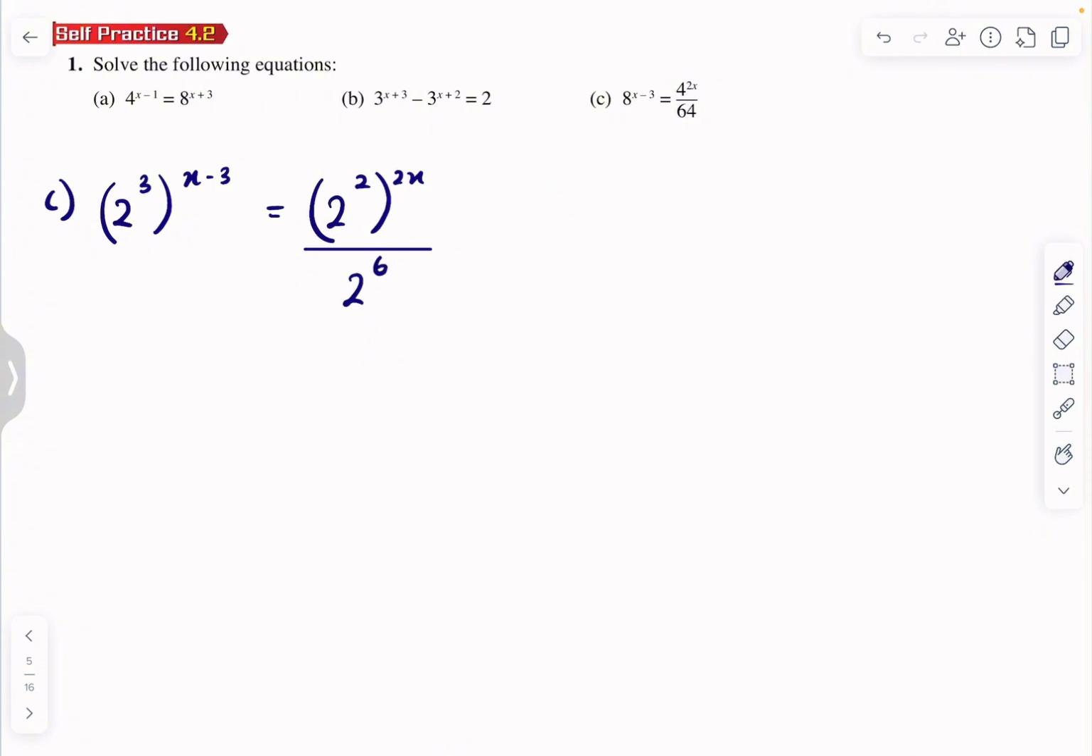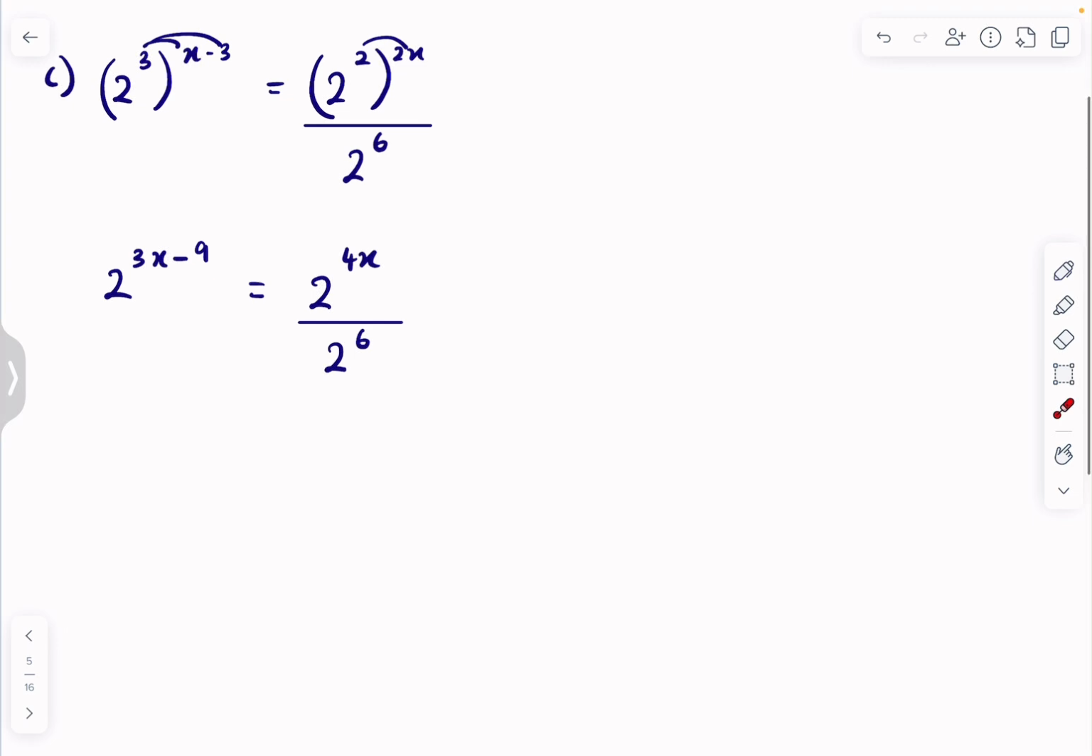Okay, if you do a few questions, then you'll already get used to these numbers. 64, 8, 4. 32 will be 2 power 5 and so on. Right. So now we can try to expand and simplify. So this one we expand here, 2 power 3x minus 9. This one will be 2 power 4x over 2 power 6. So if we have divide and the bases are the same, we can say this is equivalent to 2 power 4x minus 6.